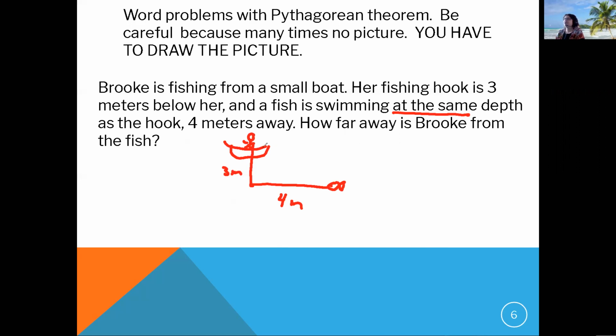So how far away is Brooke? Here's Brooke. Here's the fish. If they want to know how far away Brooke is, they want this distance here, right? Do you see how it made a right triangle? Because if it's at the exact same depth and just 4 meters away, then you know you have a right angle right here.